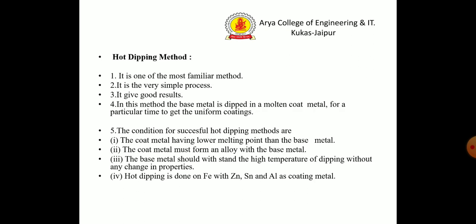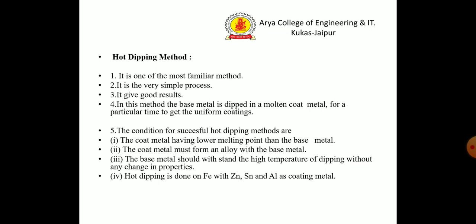The next method to control corrosion is the hot dipping method. The benefits of this method are that it is one of the most familiar methods. It is a very simple process. It gives good results. In this method, the base metal is dipped in a molten coat metal for a particular time to get a uniform coating.